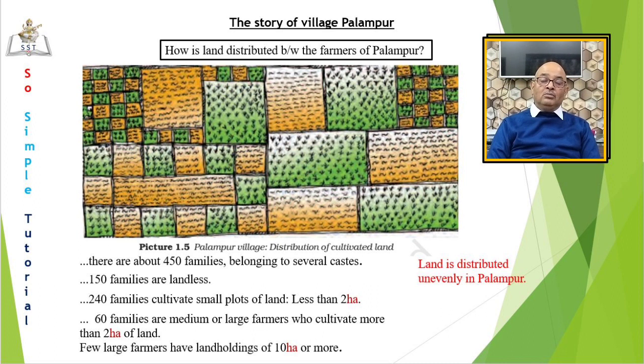On the other hand, more than half of the area of the village is covered by plots that are quite large. There are 60 families of medium and large farmers who cultivate more than 2 hectares of land. Of these, some large farmers have land measuring 10 hectares or more. This is how land is distributed in Palampur. We can say therefore land is distributed unevenly in Palampur.